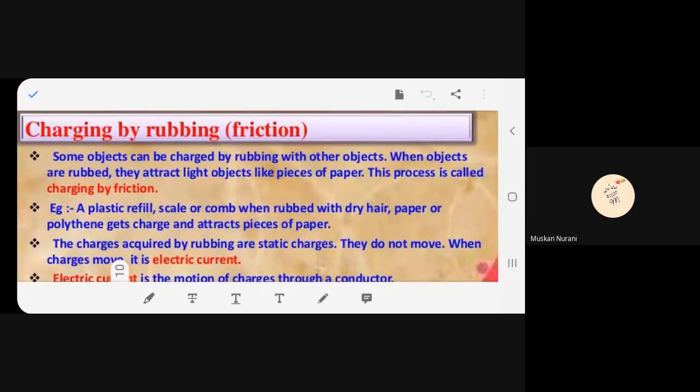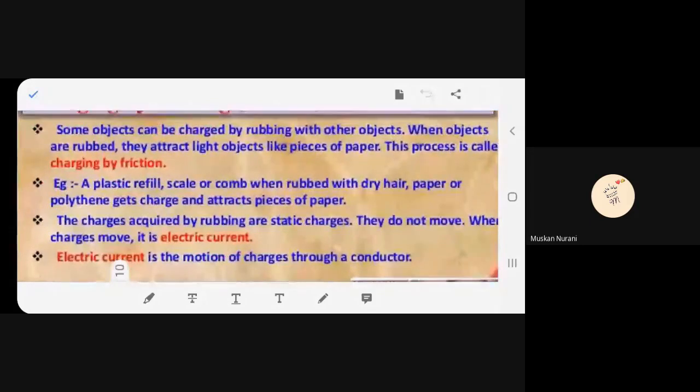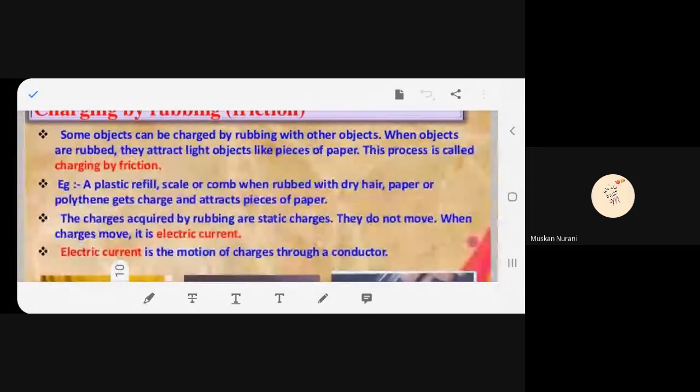For example, a plastic refill, scale, or comb, when rubbed with dry hair, paper or polythene gets charged and attracts pieces of paper. Number 3. The charges acquired by rubbing are static charges. They do not move. When charges move, it is electric current. Electric current is the motion of charges through a conductor.